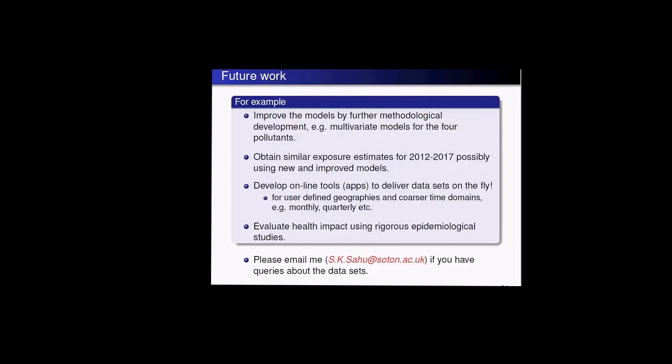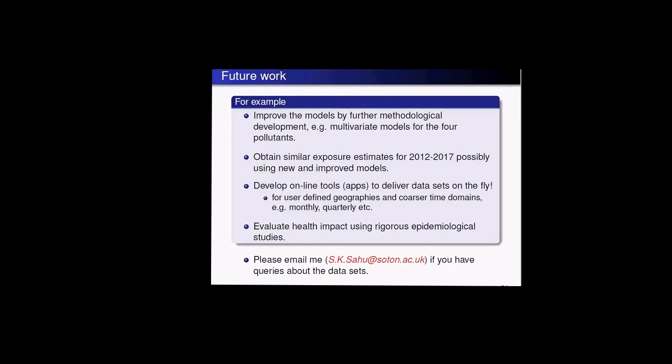And future work: improve the models by further methodological development, easy multivariate models for the 4 pollutants, obtain similar exposure estimates for 2012 to 2017, possibly using new and improved models, and develop online tools or what we call apps to deliver data sets on the fly. So suppose any user wants only data for London, certain boroughs of London, can they get it for any scale they want, any time scale they want. So user-defined geographies and time domains like monthly and quarterly, etc.